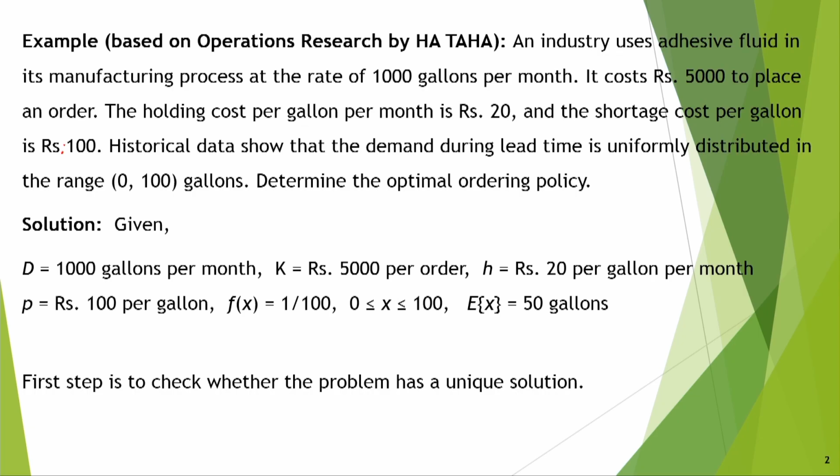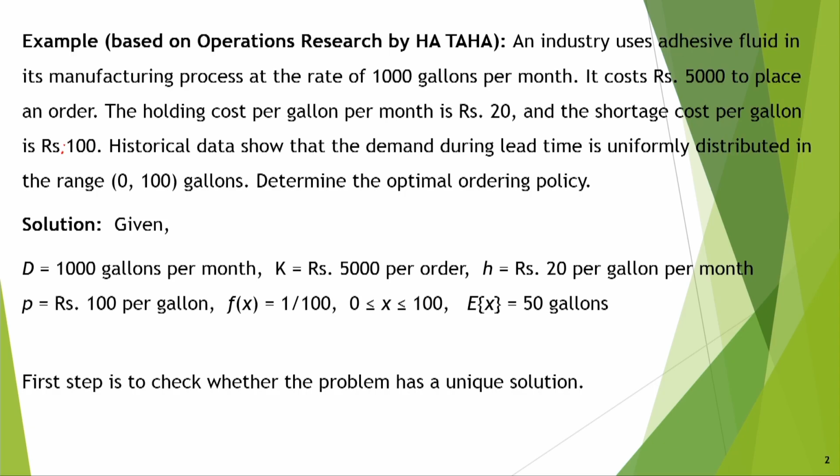So here we are not assuming normal distribution. We are assuming that during the lead time, demand can be from 0 to 100 gallons, anything between that, and it is uniform. Equal chances are there that it can be between 10 to 20, between 20 to 30, between 30 to 40, like that. So determine the optimal ordering policy, meaning how much we should order and how much buffer stock should be kept.